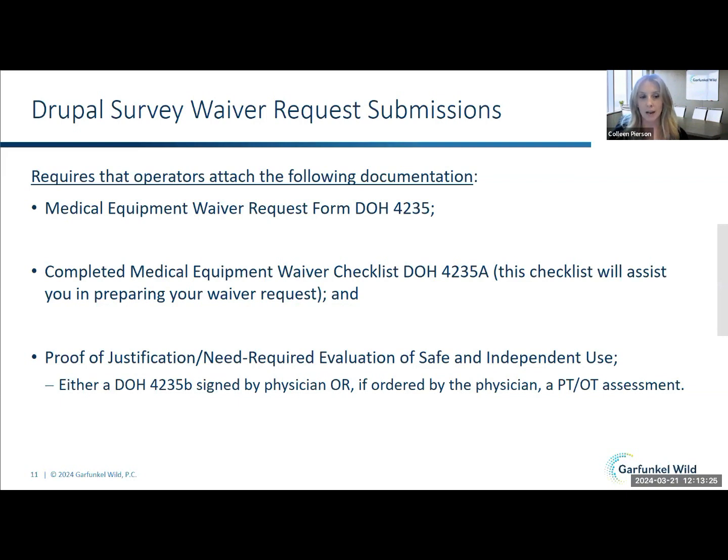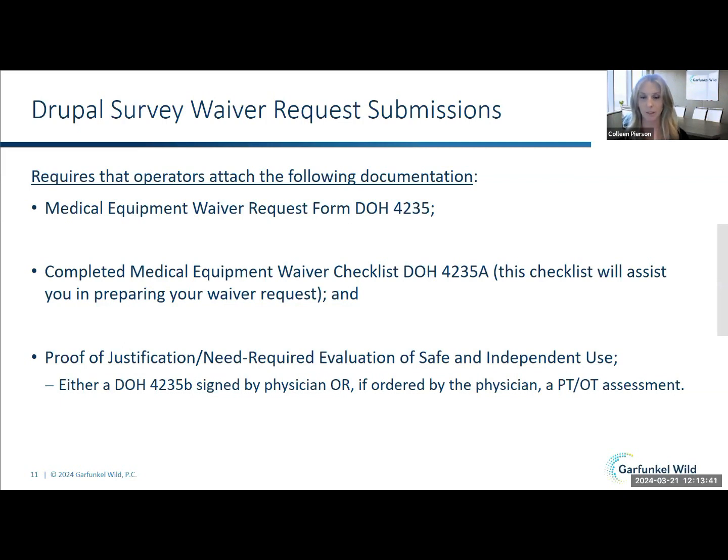You only have to submit one of those. So you can submit either the 4235B form, or if ordered by the physician, a PT/OT assessment. The 4235B form is the physician's order.